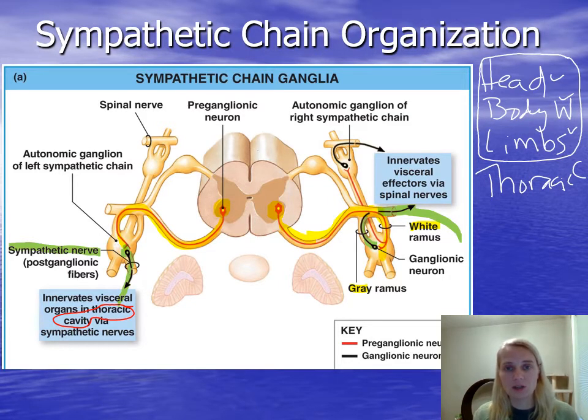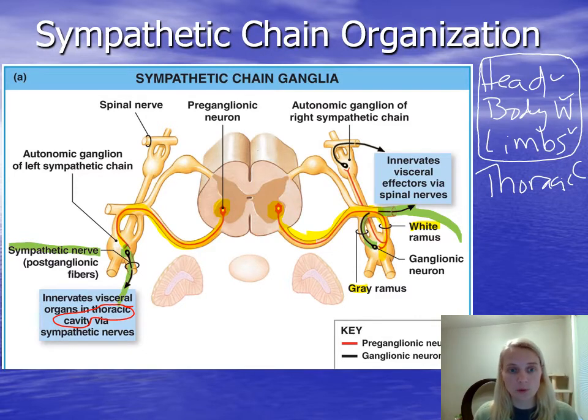Okay, so these are the possible locations of synapsing between pre and post of the chain ganglia and their destinations. If your destination is head, neck, body wall, and limbs, you're going to synapse in the chain ganglia. The postganglionic neuron will get to its target via the spinal nerve. If your target is in the thoracic cavity, you will synapse in the chain ganglia, and the postganglionic neuron will head to the destination via a sympathetic nerve. Okay, so that's our chain ganglia.